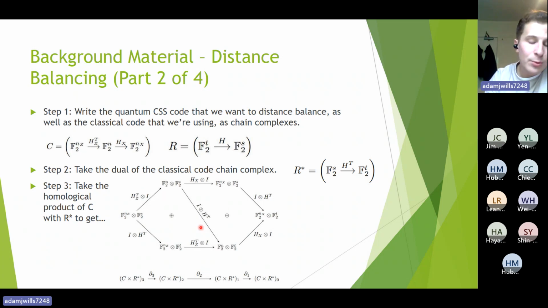For example, D2 would be by far the most complicated, and you would take something in here, so this, direct sum with this, and the thing in here, you act with HZ transpose tensor I, and then you add that to I tensor H transpose acting on the thing in here, and then the result, the thing in here, is going to be HX tensor I acting on the thing in here. So that's D2, and similarly D3 can be recovered from those.